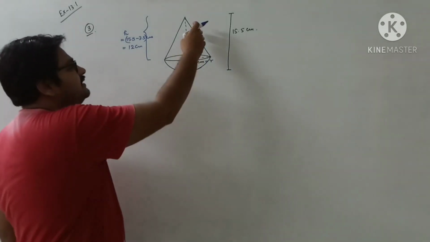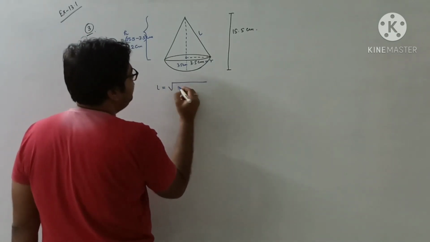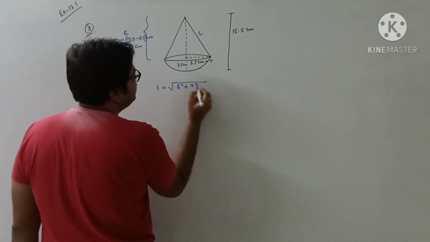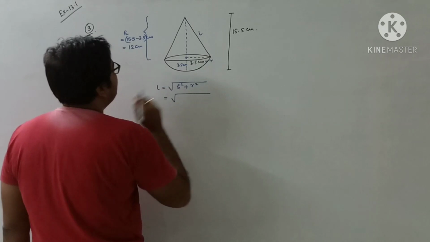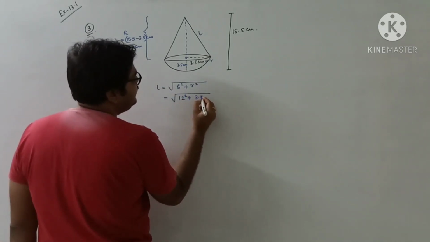So I can find out the slant height L. So what will be the length L? L equals root over of h square plus r square. h square means 12 square, r square means 3.5 whole square.